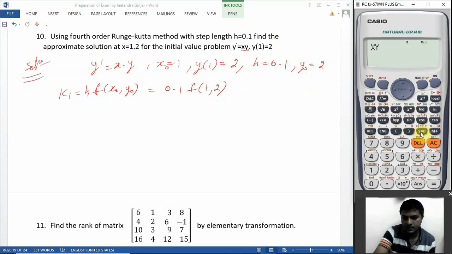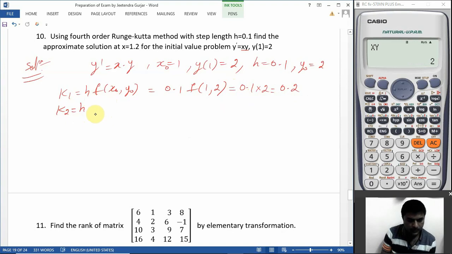Okay, keep it in the calculator as it is. Don't change the calculator. Don't play with the calculator. So say again equal to. It is asking x, it is 1.05, enter. Y, it is asking 2.1, enter. What is the answer? You can see it is 2.205. So K2 is 2.205. That's it.